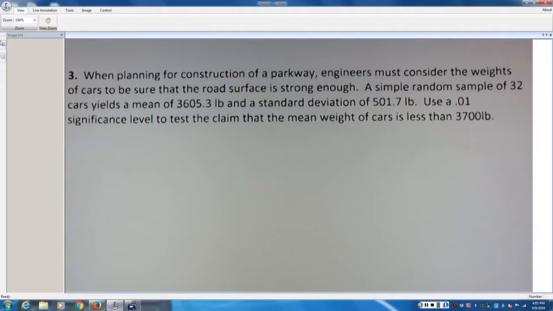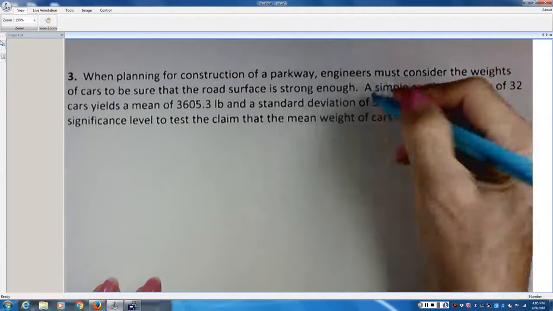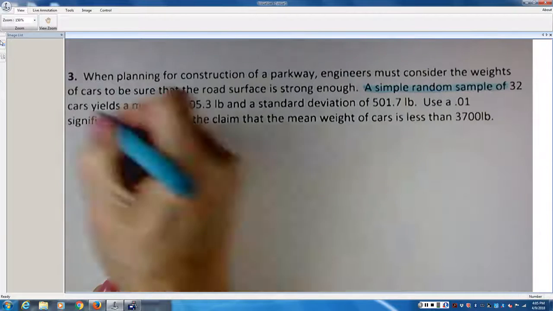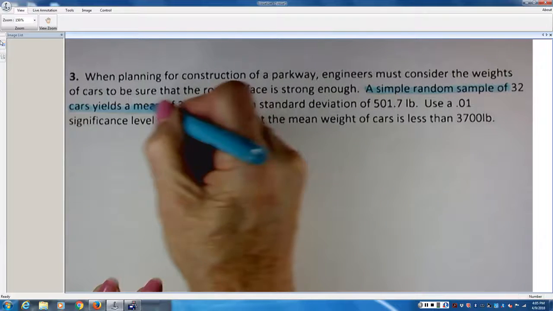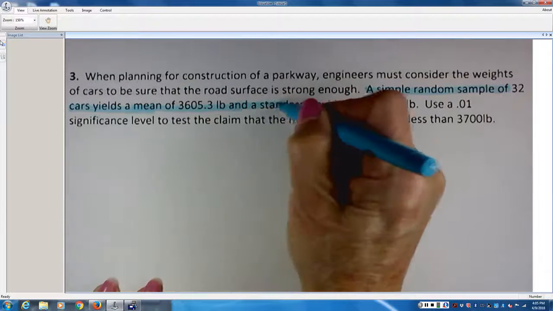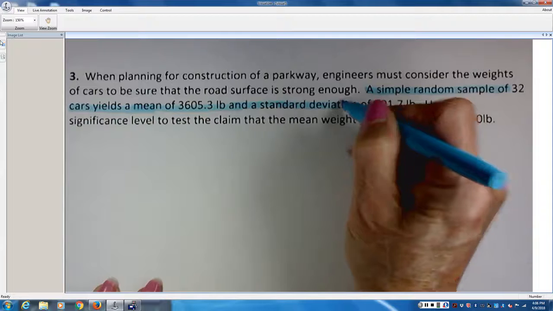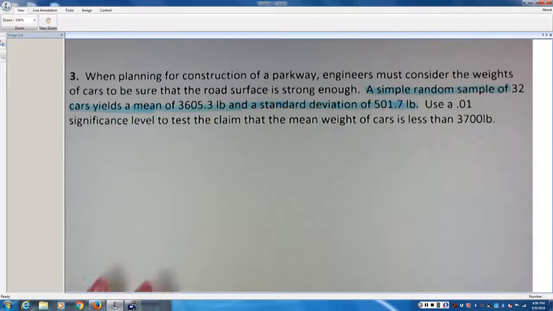So our third problem says, when planning for the construction of a parkway, engineers have to consider the weights of cars to be sure that the road surface is strong enough. A simple random sample of 32 cars yields a mean of 3,605.3 pounds with a standard deviation of 501.7 pounds. That sentence is our evidence because it's all about the sample.